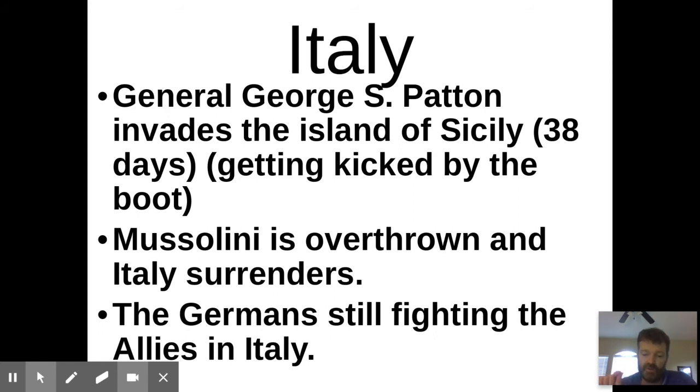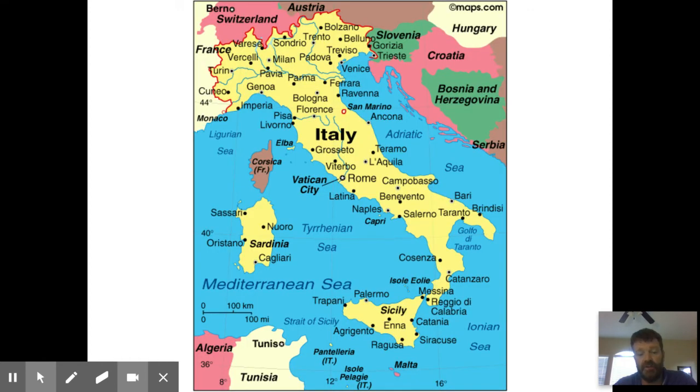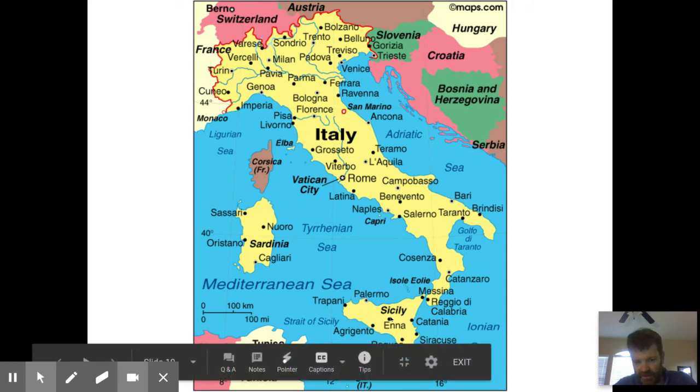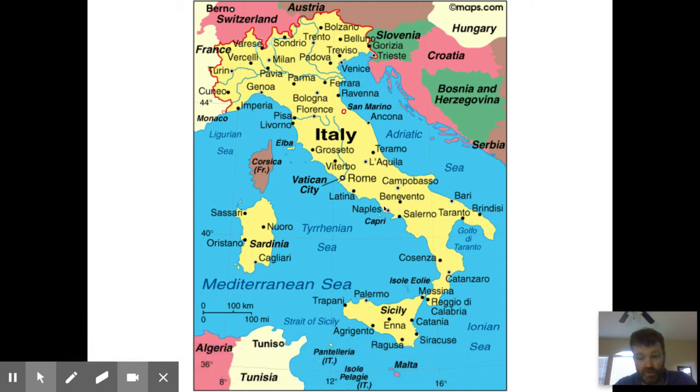What this is going to do eventually is leave Benito Mussolini. Well, we're going to turn Italy upside down, and we're definitely going to turn Benito Mussolini upside down. Actually, the people of Italy are going to turn Benito Mussolini upside down. Okay, so there's Sicily down there at the bottom, and then you can see how Italy kind of looks like a boot, and then Sicily's the part getting kicked by the boot. So there's Rome, the Vatican City. There's Austria up there. Switzerland, which is neutral.